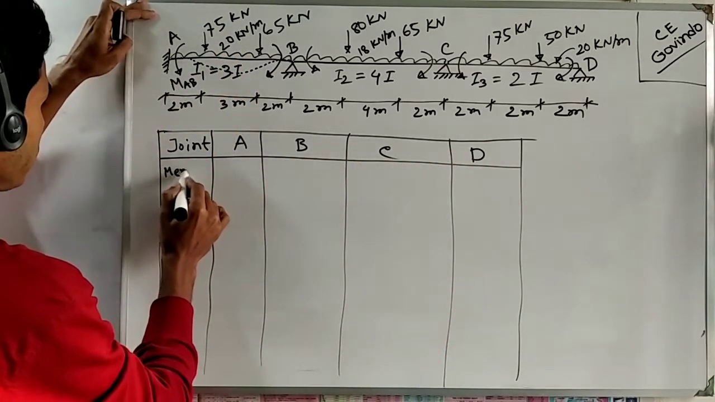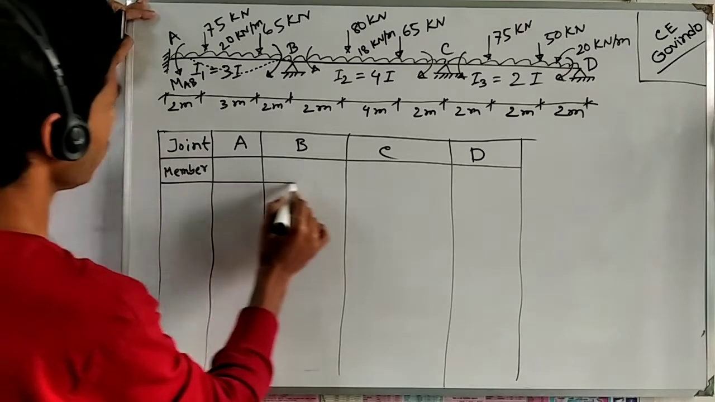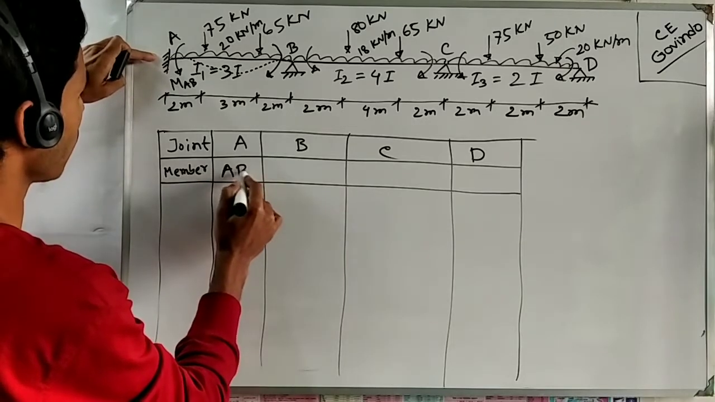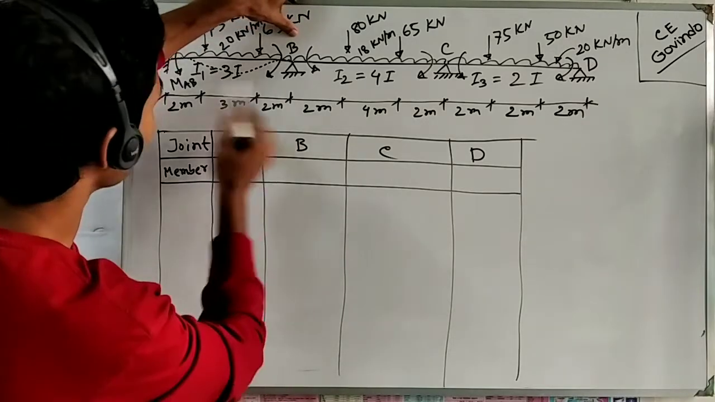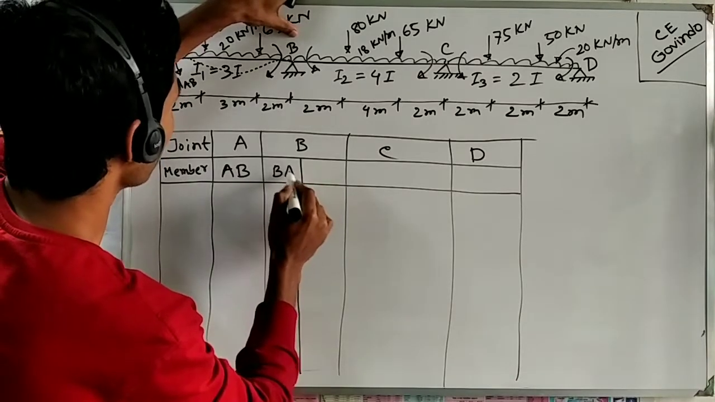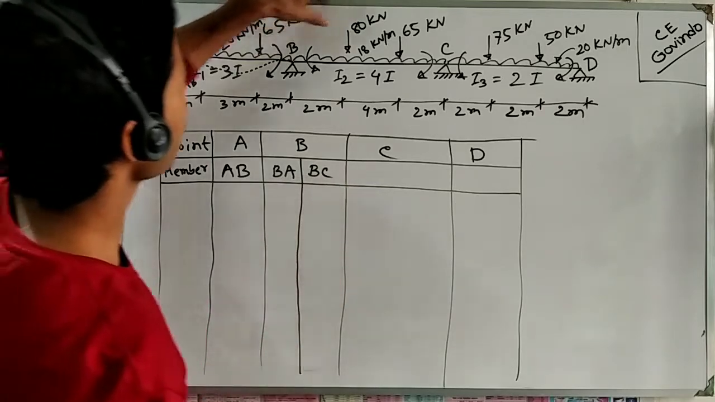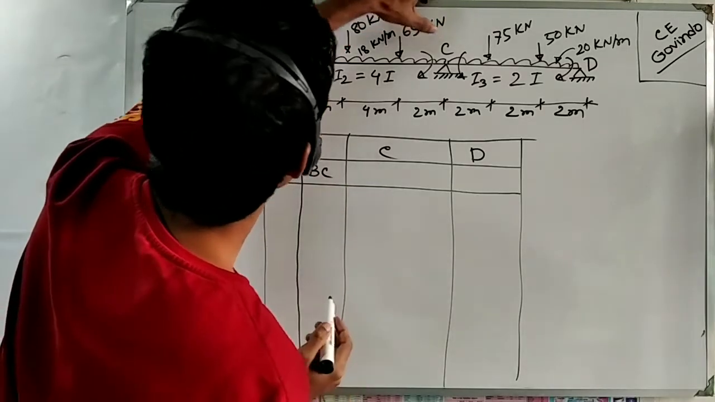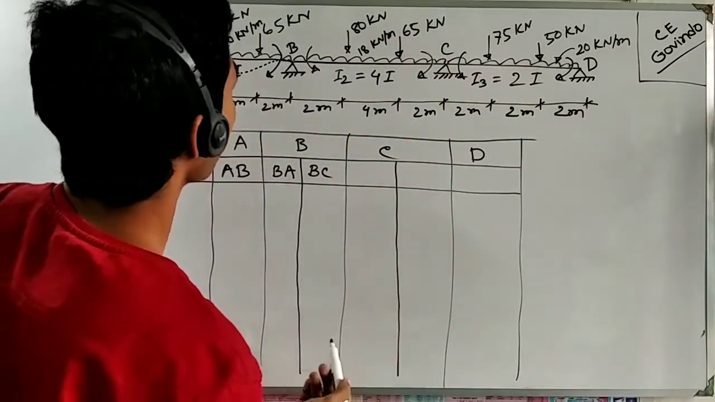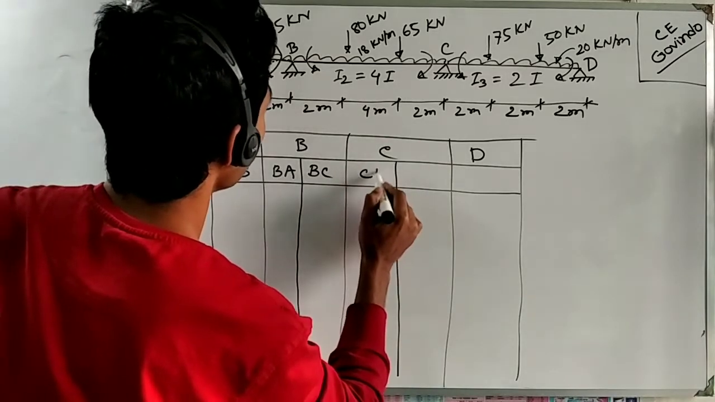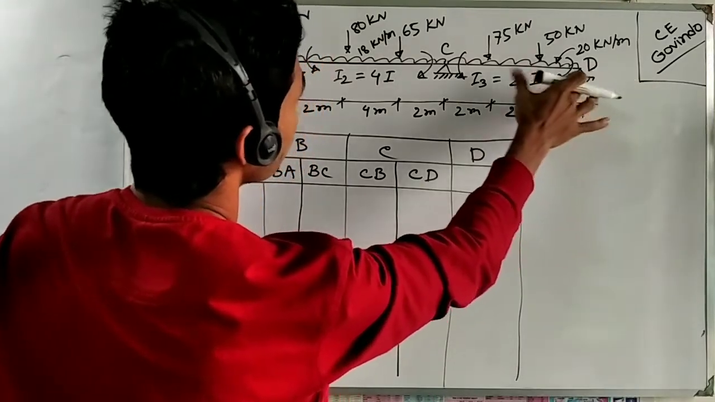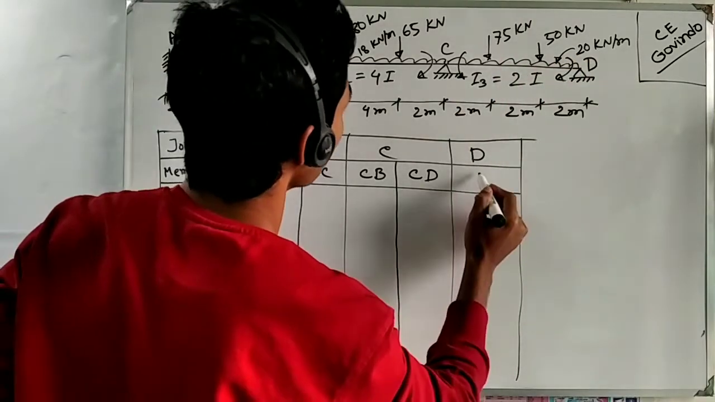Now see the members. In joint A we have only one member, that is AB, and in joint B we have 2 members, BA and BC. That is, we need to make another column here, BA and BC. As well, in joint C we can see there are 2 members, CB and CD. That is, we also need to make an additional column here, which is CB and CD. And for joint D, we have only a single member, which is DC.